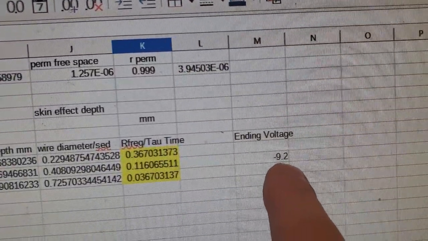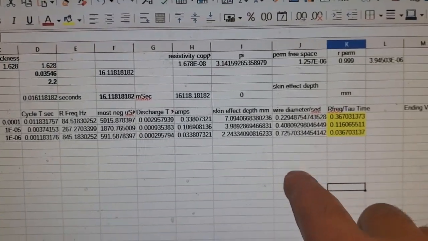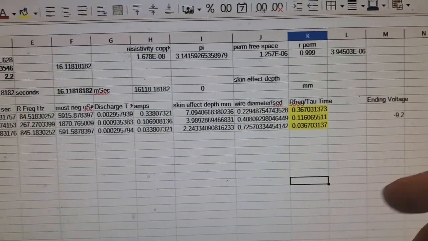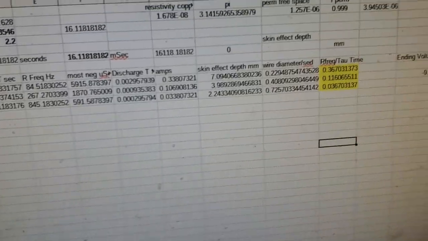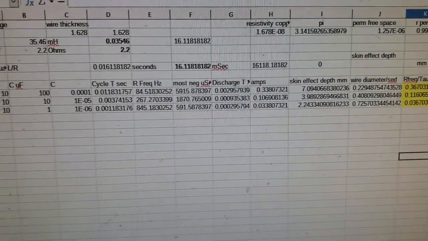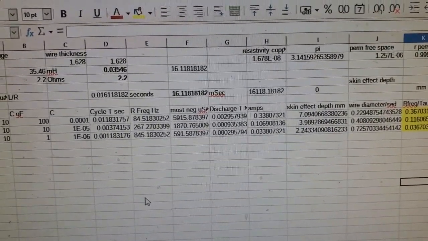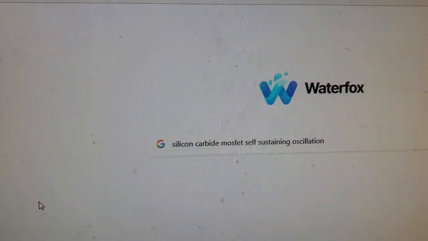Could you ever get it to go from 10 to negative 10, then back to 10, and then negative 10, and just continue indefinitely in a self-sustaining oscillation? And I know, that's crazy talk. You're crazy, man. But let's do a search on Google, just real quick.